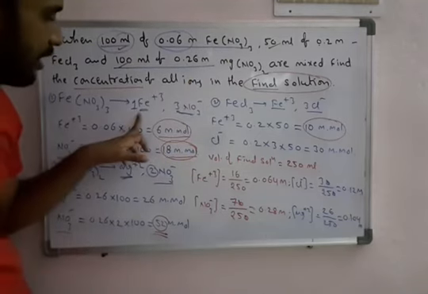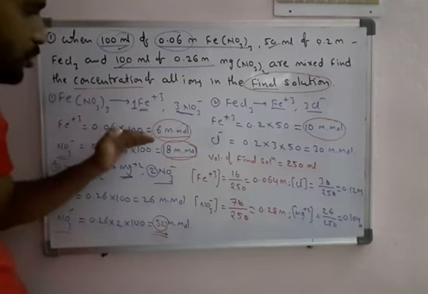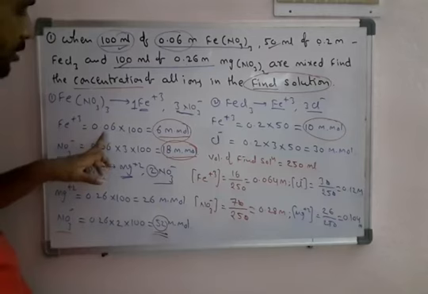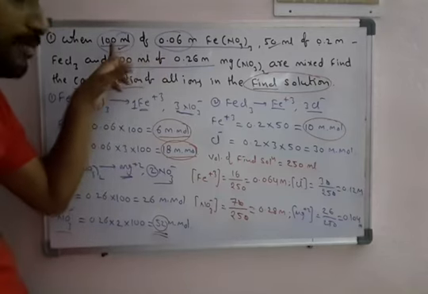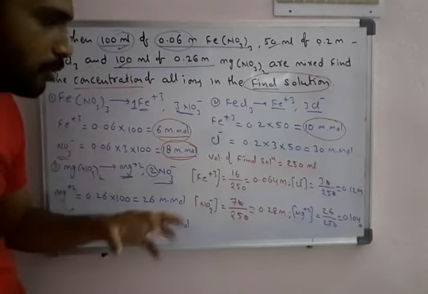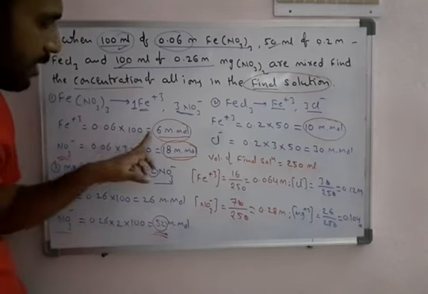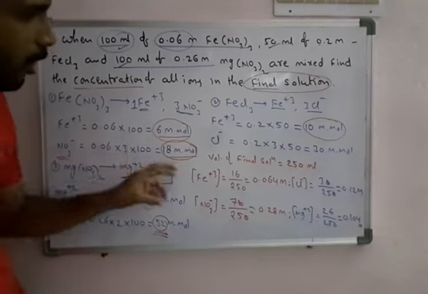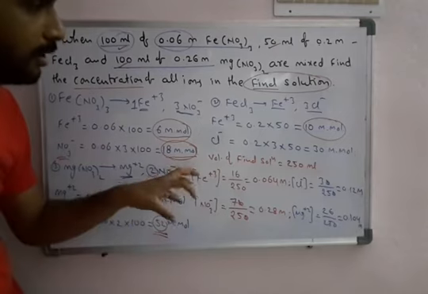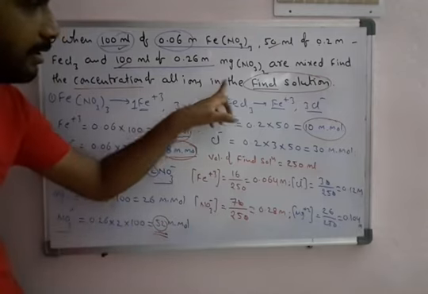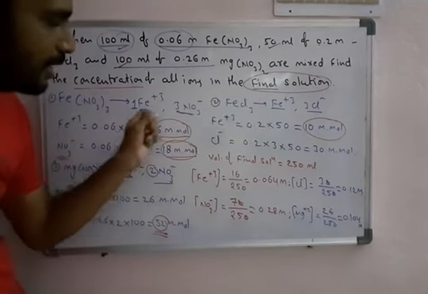Only ferric and NO3 minus. We are converting them into millimoles. Millimoles means molarity into volume in milliliters. Molarity is given, volume in milliliters is given. That's why the total problem we are doing in terms of millimoles. We are calculating millimoles of all individual ions in the three solutions, and we need to give the answer in the final solution. So we need to add the similar ions' millimoles.